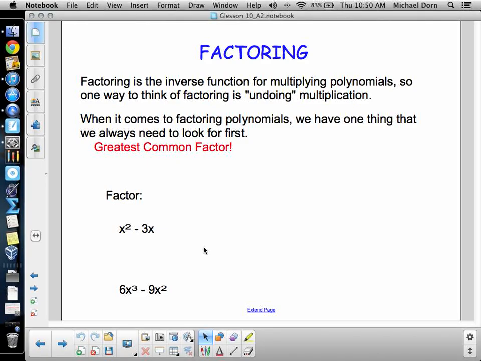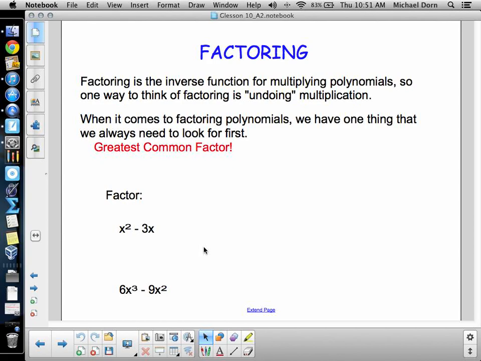All right, factoring is our topic du jour. This is where a lot of people start struggling in algebra, the idea of factoring. Most people are just fine with multiplying and foiling and stuff like that. They get that. It's when we have to work it backwards that we have problems.